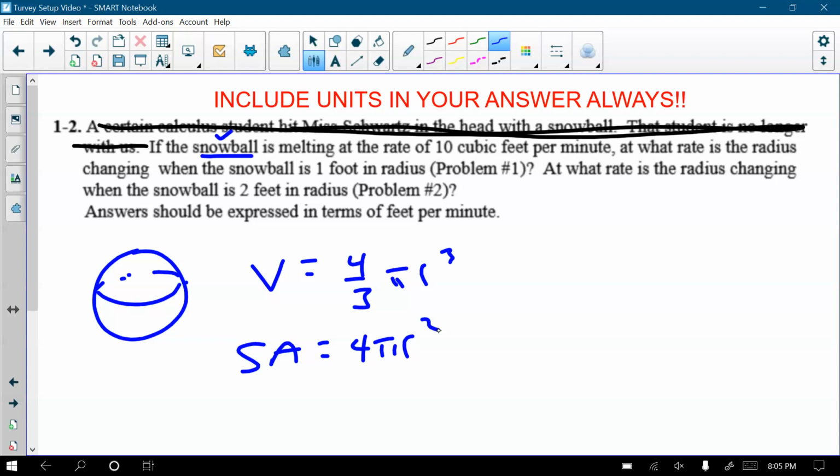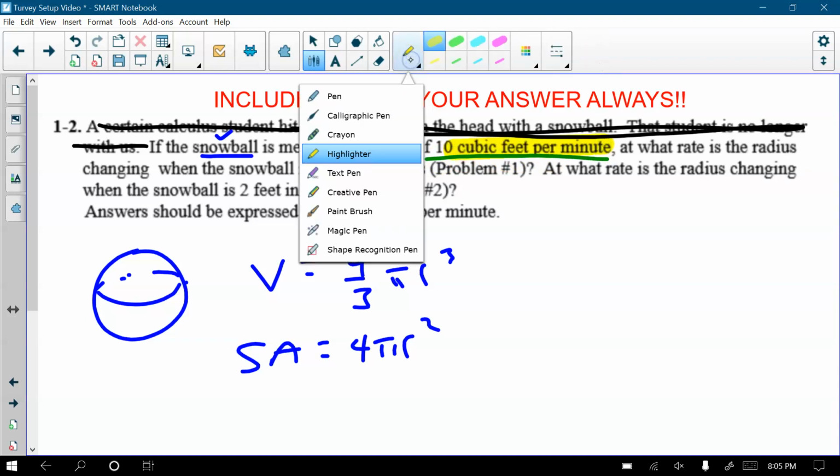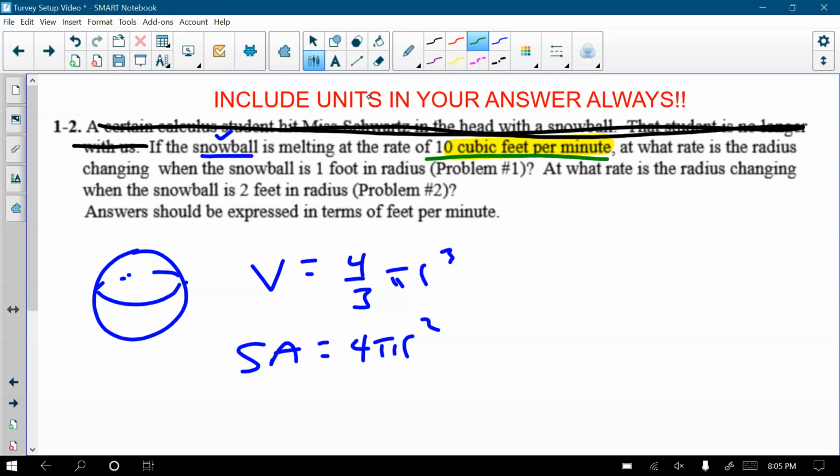It's melting at the rate of 10 cubic feet per minute. Now, that cubic feet per minute part, that's the huge key. That's a rate. If that's a rate, that tells me that that's d something dt. Cubic feet tells me that it's volume. So because I have cubic feet per minute, then dV/dt must equal 10.